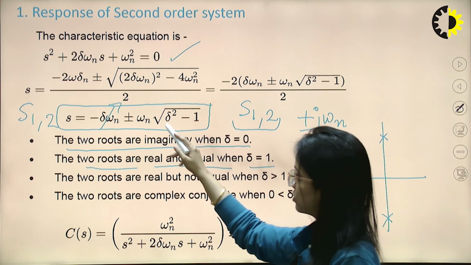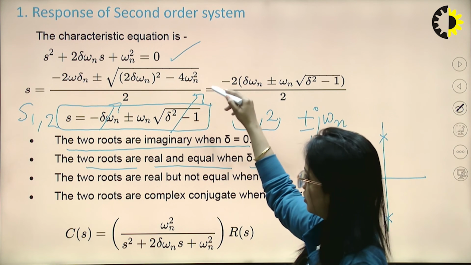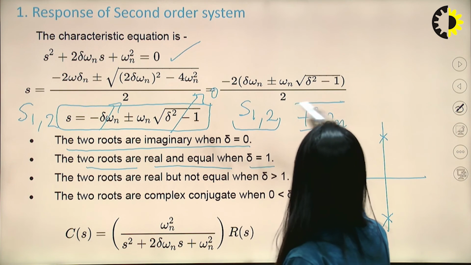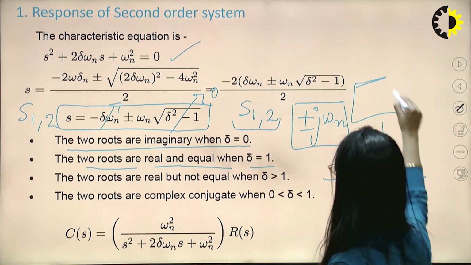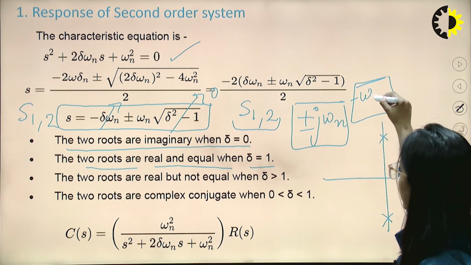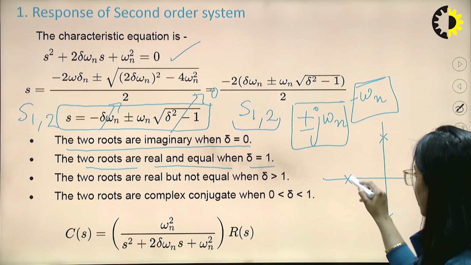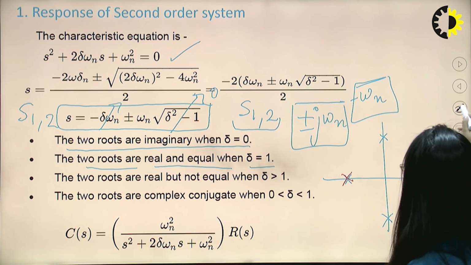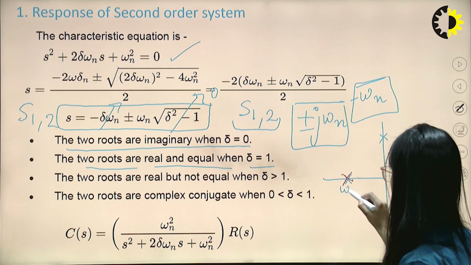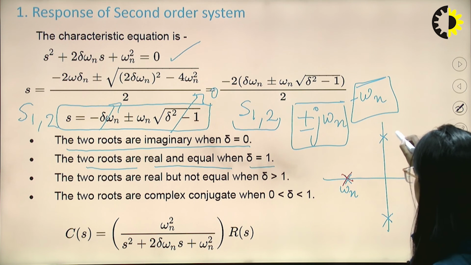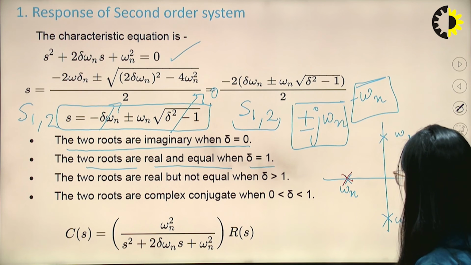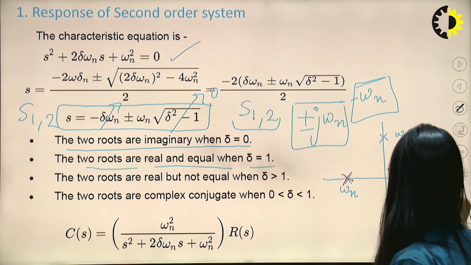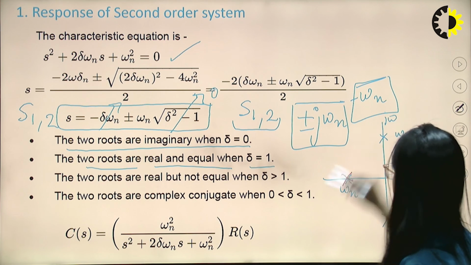Next, the two roots are real and equal when zeta equals 1. When zeta equals 1, this term reduces to 0, and then we have the two roots at minus omega n. So here we have one more root. At the same point, which is minus omega n, we have two roots. So let this be omega n, and this is sigma and this is j omega.